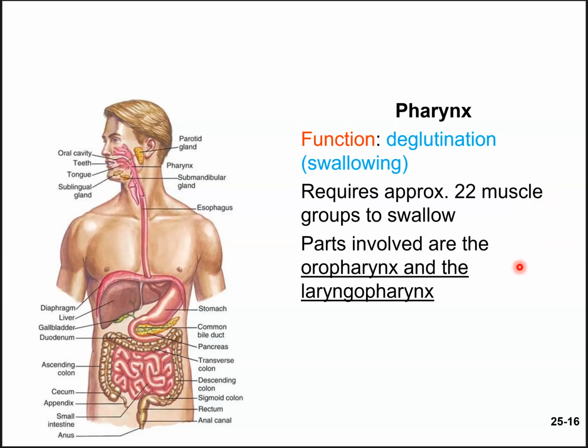The pharynx that is involved in deglutination is actually the oropharynx and laryngopharynx. So you can see that the pharynx is right over here. This region above is the nasopharynx. The region that is connected to the oral cavity is the oropharynx, and right under the oropharynx there is a laryngopharynx. So the pharynx connects the oral cavity to the esophagus, and it also connects the nasal cavity to the larynx.